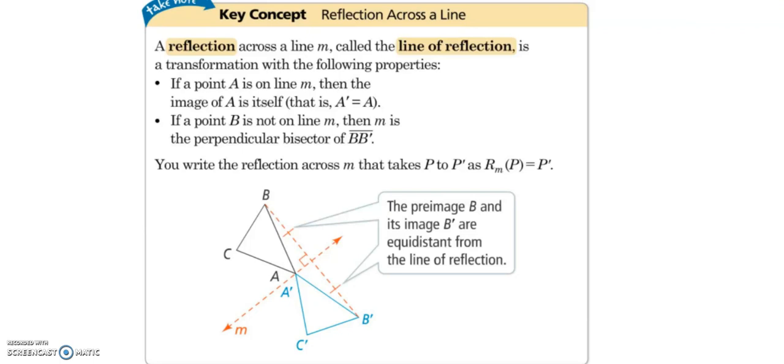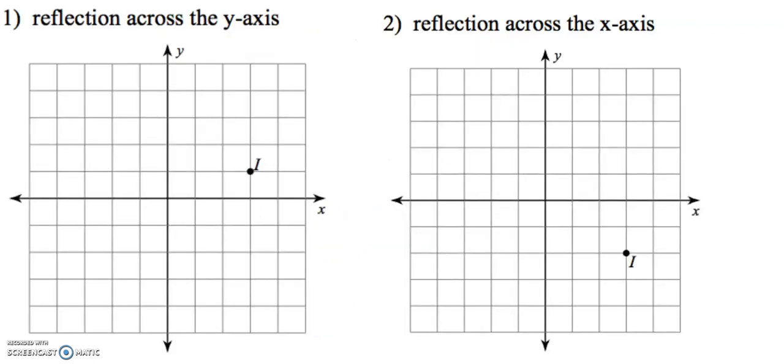So a reflection across some line M, which is also called the line of reflection, is a transformation with the following properties. Basically, all the properties here are that rigid motion still occurs. So with a reflection, you preserve size and shape. The distances between points are congruent, and the angles are still the same. And when you write a reflection, you use a capital R, and then in the little subscript, you put the line of reflection. For example, I want to reflect over the y-axis.